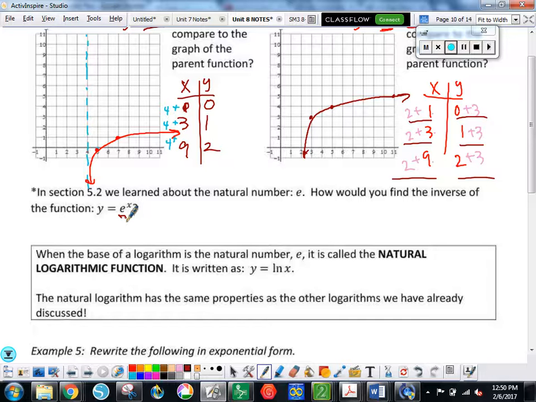If E is the base, what kind of log would you need to cancel that? Yeah, the log of E. And like I said before, ln is the natural log. So it's backwards: instead of NL, the N stands for natural, L is log.